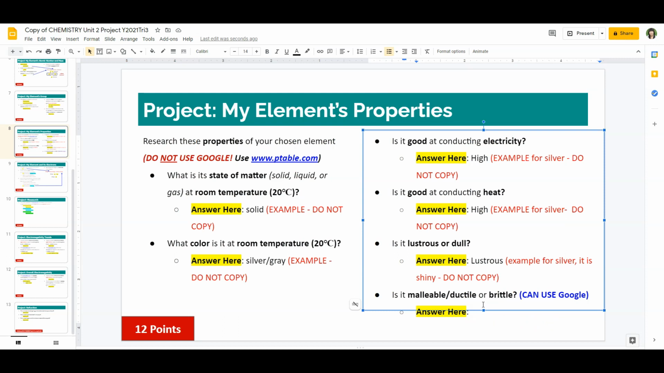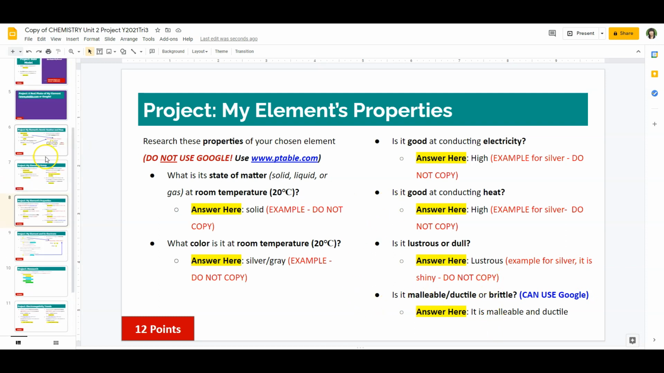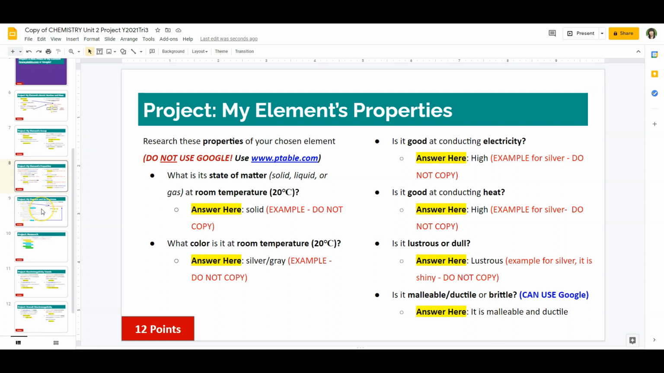All right, so in this case, I would put it is malleable and ductile. Malleable meaning that it can be shaped, ductile meaning that you can bend it, stretch it, etc., which is what you can do to metals, especially once metals are heated. Okay, that is going to be slide number 8.